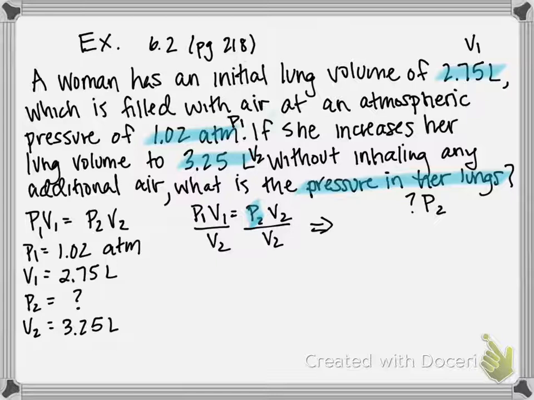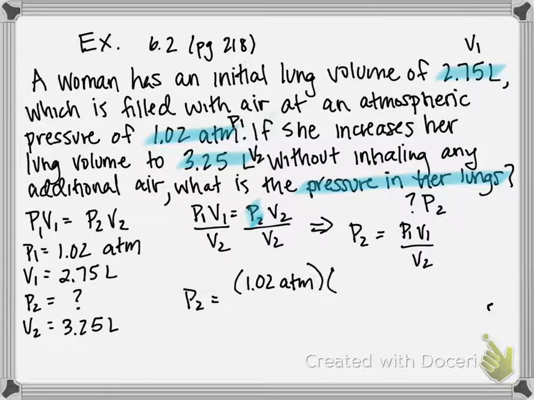And I'm going to have the equation P2 is equal to P1 times V1 over V2. And now I can plug all my numbers in. So P1, 1.02, make sure you write your units, atmospheres. V1, 2.75 liters, and we're dividing by V2, which is 3.25 liters.